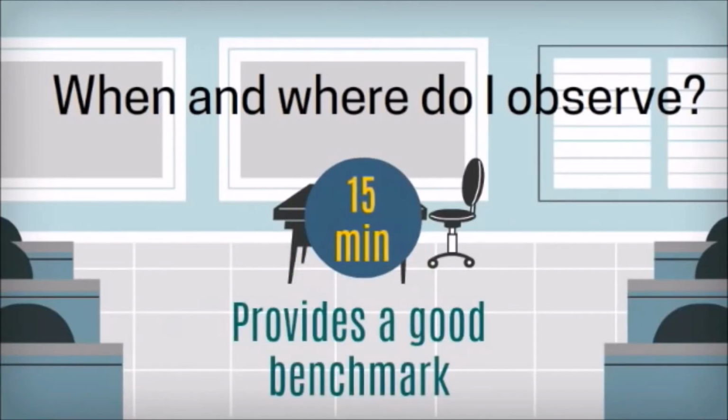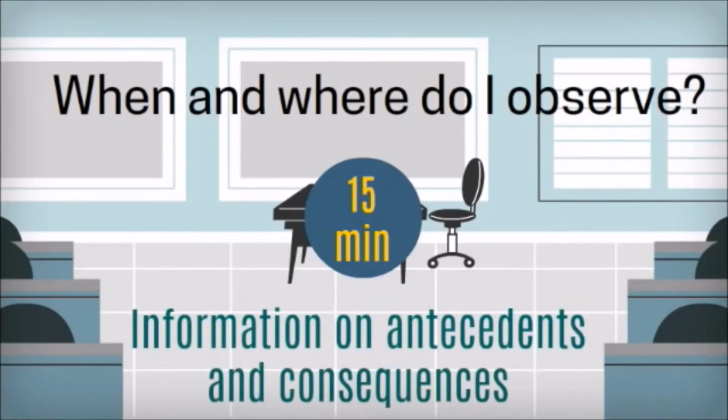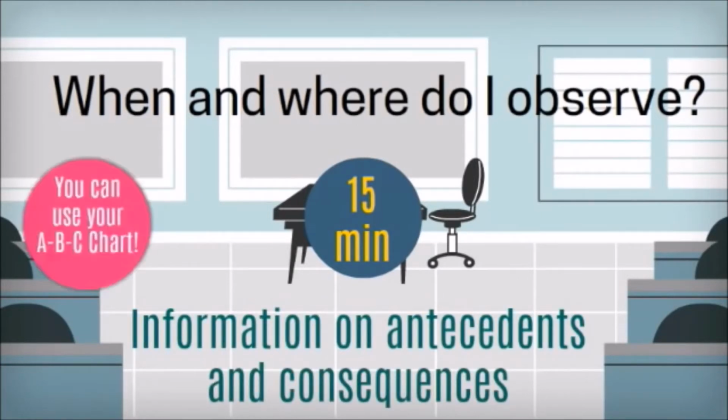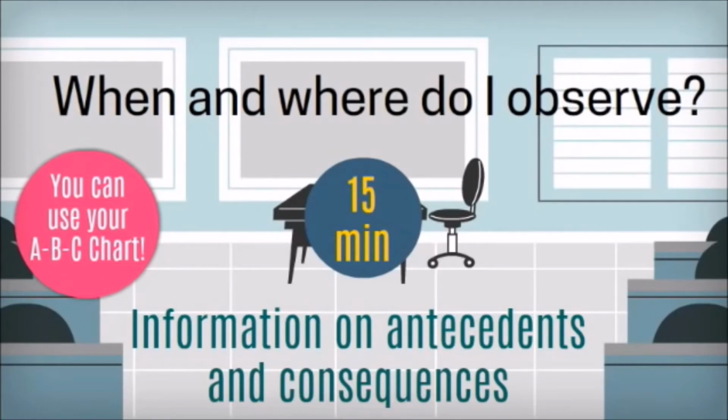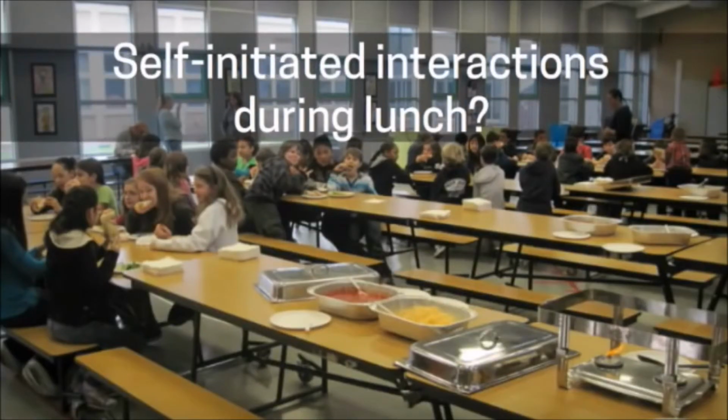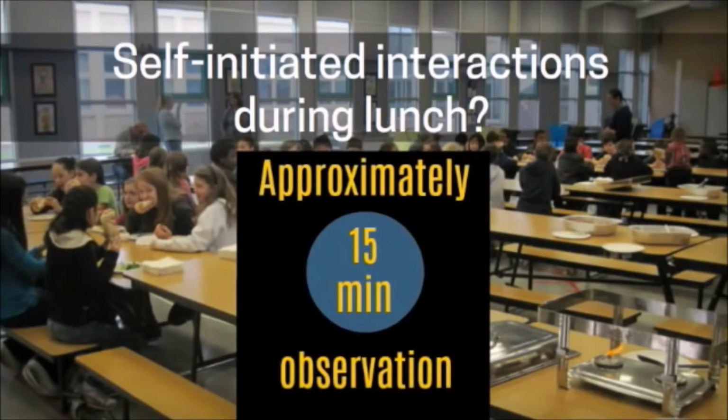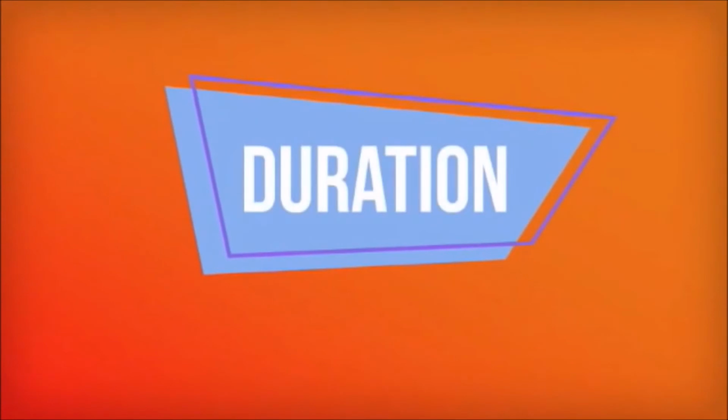15 minutes is usually a good benchmark to give us a good idea of what's happening and may also give us some information on the antecedents and consequences of that behavior. If we're interested in self-initiated interactions with other students during lunch, we might observe a student in the lunchroom for at least 15 minutes. Another dimension in which we might be interested is duration.